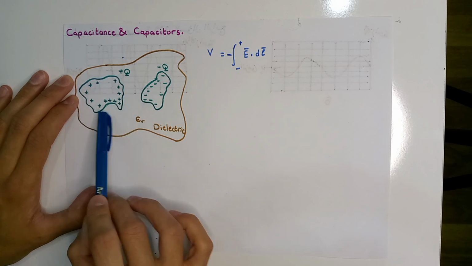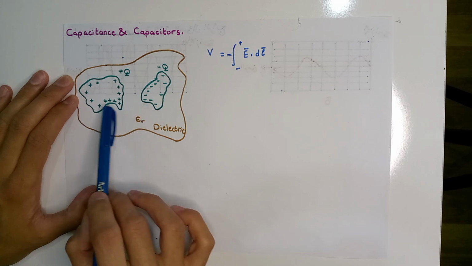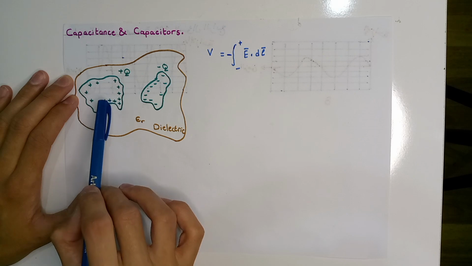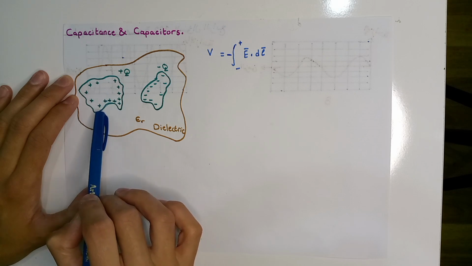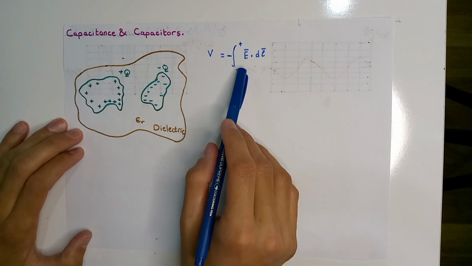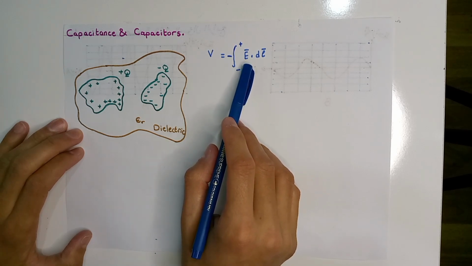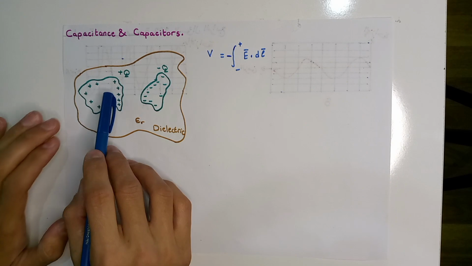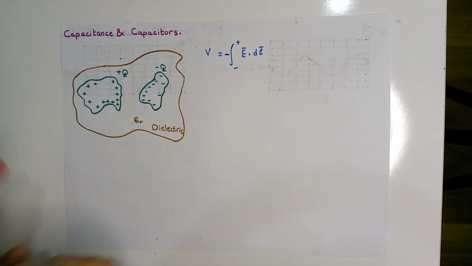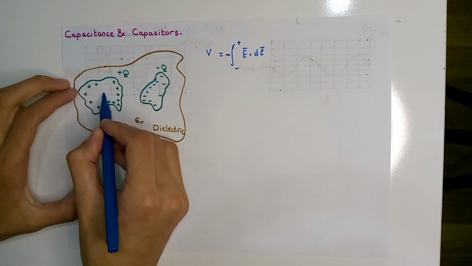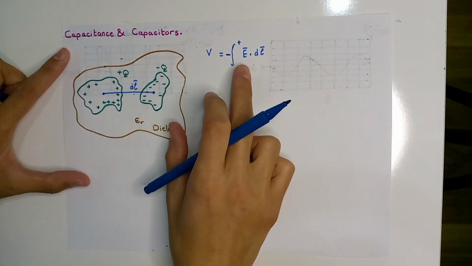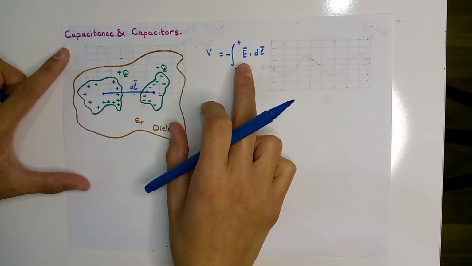Okay, so to find the electric potential, we want to find the difference of the potential between this conductor, the positive one, and the negative one by this equation, by taking the line integral of the electric field along the path between this conductor and this conductor. Okay, this is the path between them. And as you all see, the electric potential is dependent on the electric field.